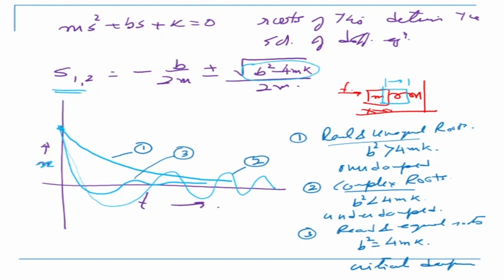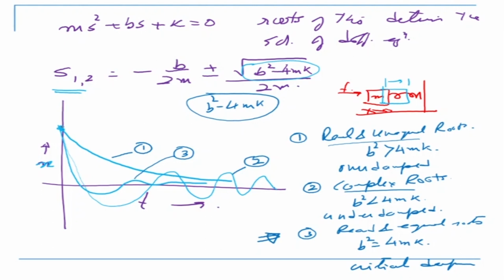So depending on these 3 conditions, why 3 conditions? Because for b squared minus 4mk, these are the 3 possibilities, right? So b squared is greater than 4mk, less than 4mk, or equal to 4mk, and based on this you get these 3 kinds of behavior. This is what we mean by behavior of the system. What we basically look for in robotics is this critical damping. So in most of our cases we'll be saying b squared is equal to 4mk. We want this kind of behavior.